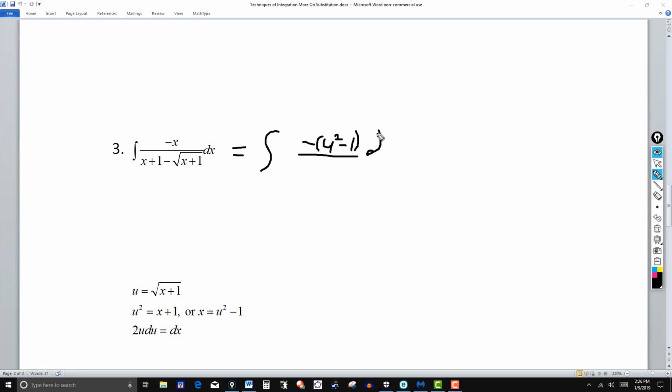And then over here, x plus 1, from the substitution you see x plus 1 is u squared. So this can be replaced by u squared, and then of course minus the square root of x plus 1, that's u. Okay, this is equal to, so this is going to be then minus u squared minus 1 du.